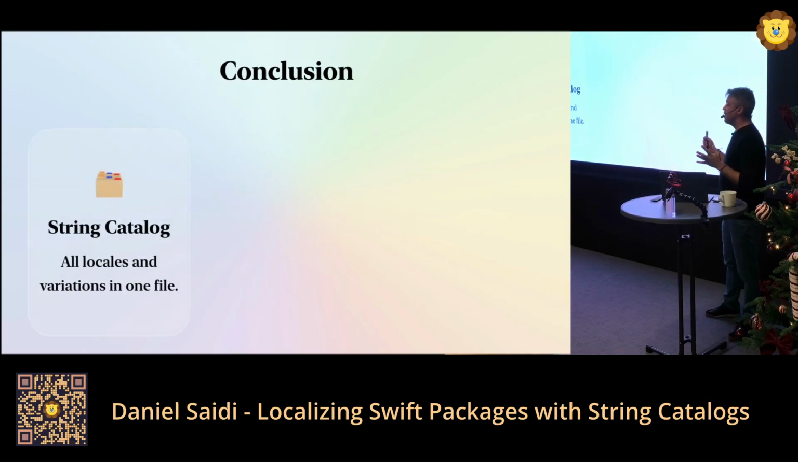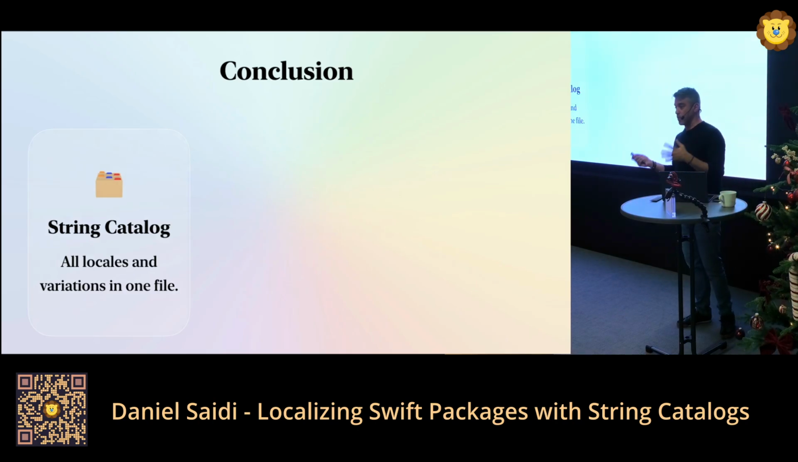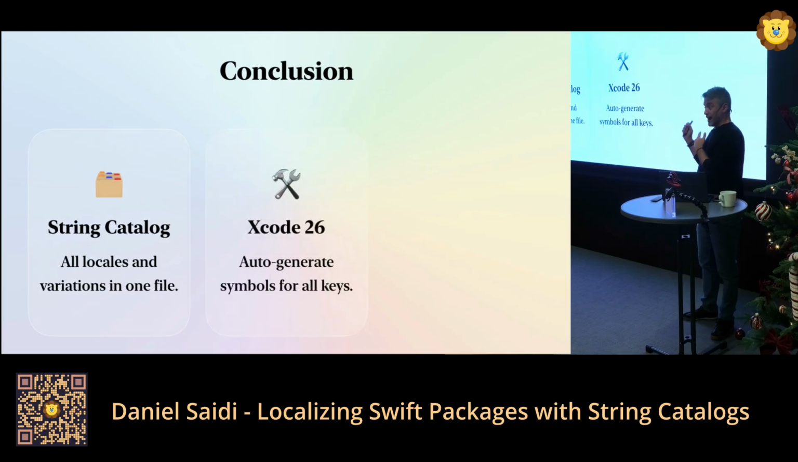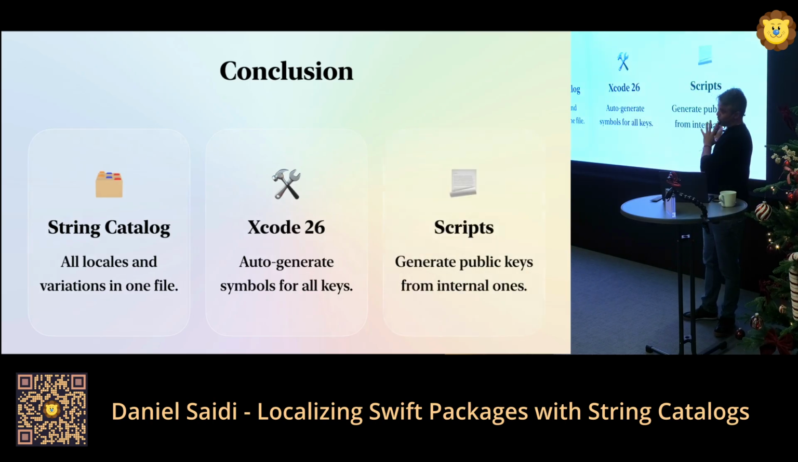Okay. A string catalog is great because you can manage all languages, all variations and everything from one single place. Sometimes it may not be what you want, but if you want it, it's great. With Xcode 26, you have the capability of auto-generating keys, which is really nice. And with some kind of script, perhaps mine, you can generate public wrappers for the keys as well. So the future looks bright if localization is your thing.